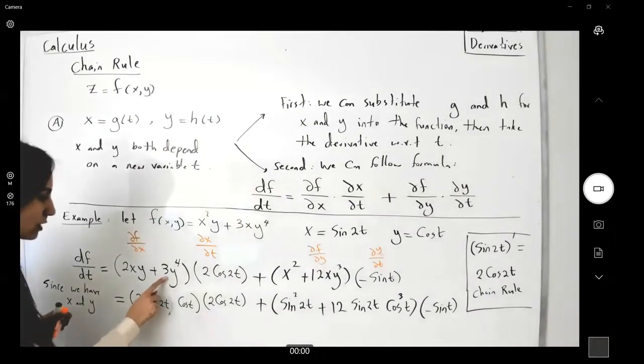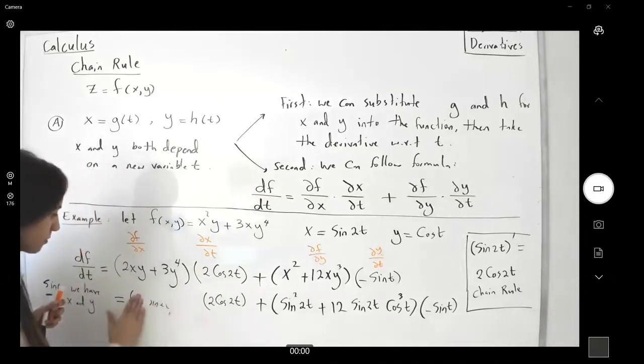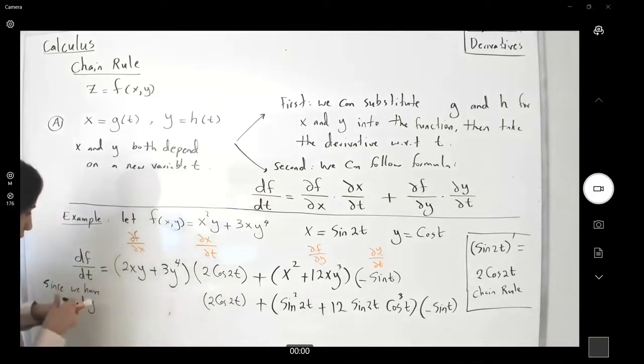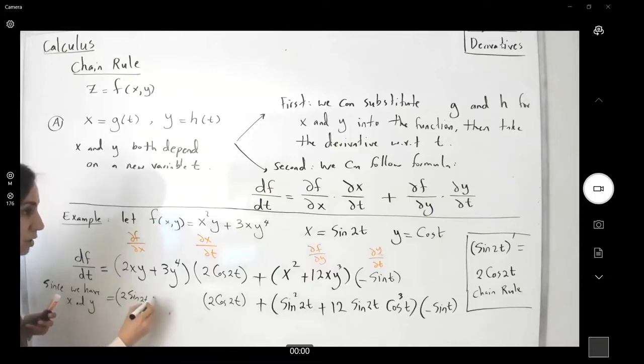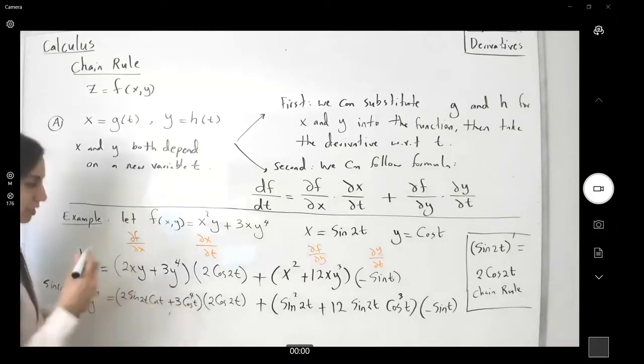Okay, I forgot to write down plus 3y to the 4. Please fix that. So this is equal to 2 sine 2t cosine t plus 3 cosine to the 4. Here we go. Thank you.